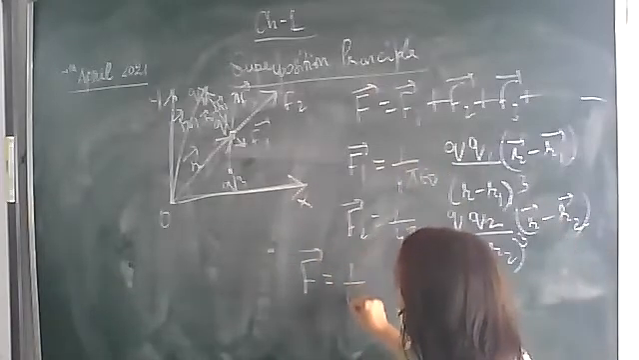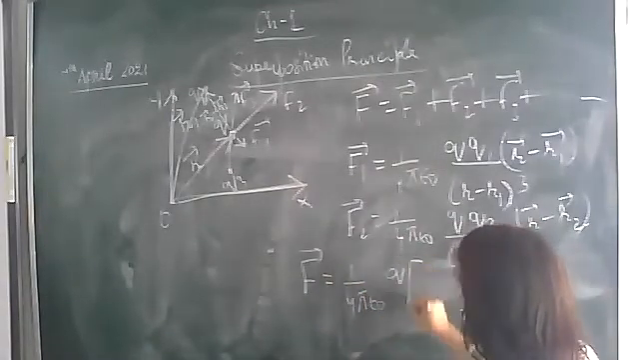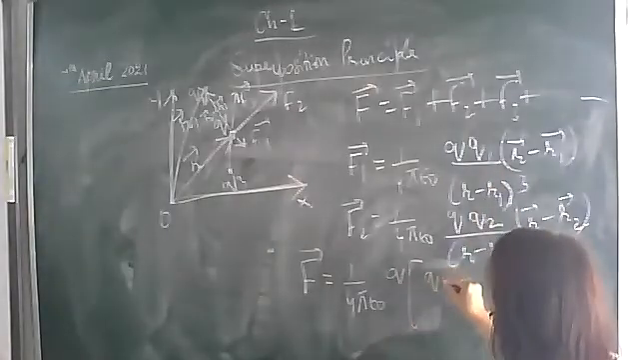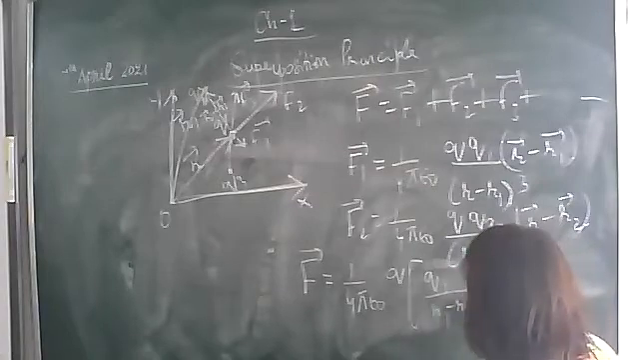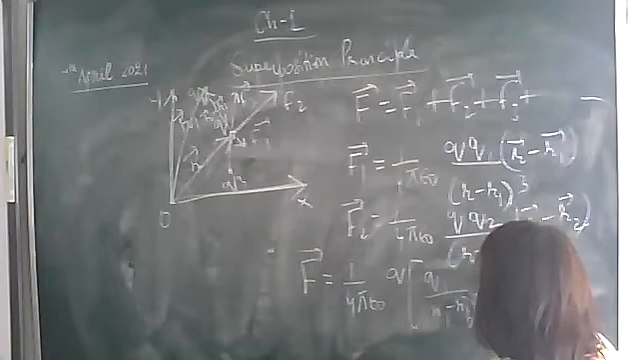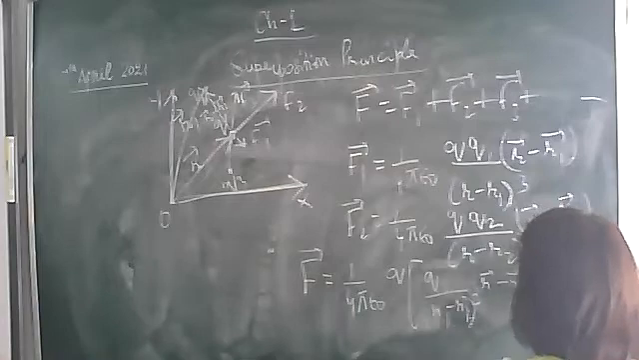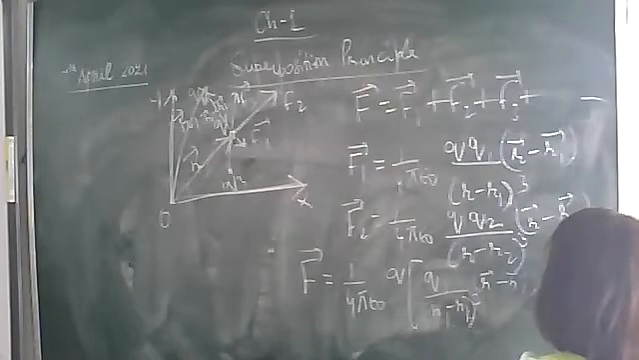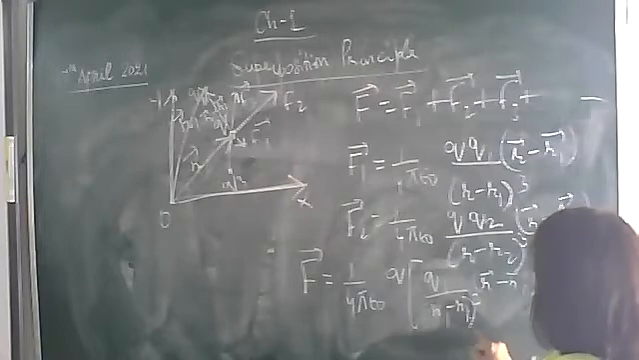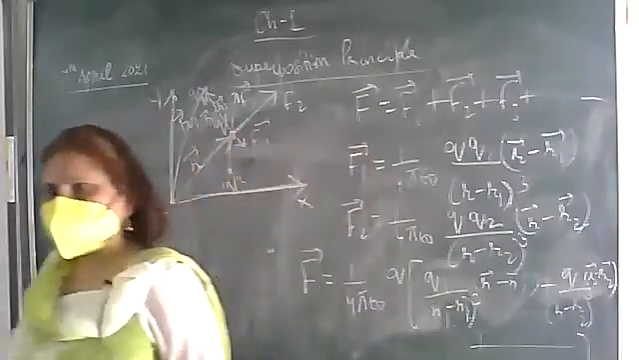F vector is equal to 1 upon 4 pi epsilon naught. Let us take this Q outside. Inside the bracket, Q1 upon R minus R1 cube, R minus R1 vector, plus Q2 upon R minus R2 cube, R vector minus R2 vector, plus so on, F3, F4. So this principle is called the superposition principle.